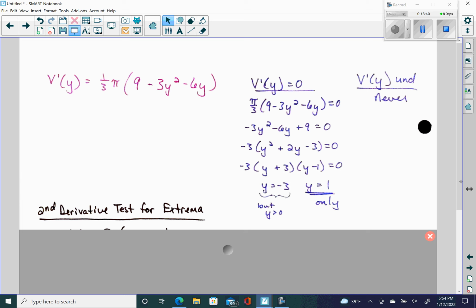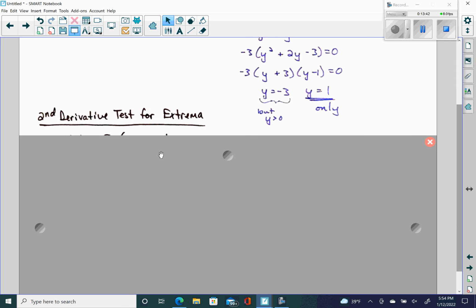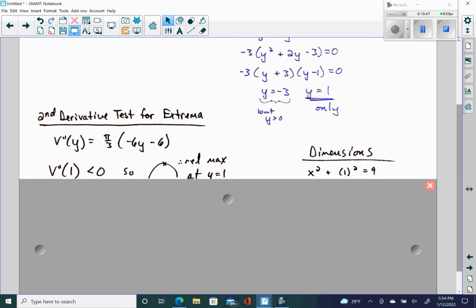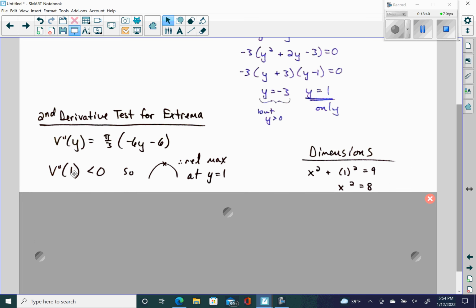Then we can go through our second derivative test for extrema. Here's our second derivative. Evaluate it when y is 1. So that would still be negative. So that indicates we're concave down around y equals 1. We have a relative max at y equals 1.